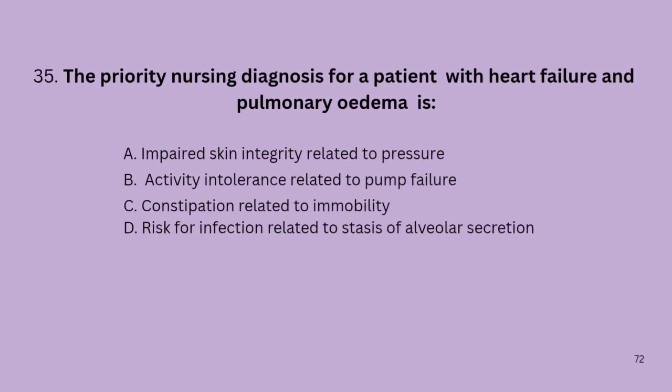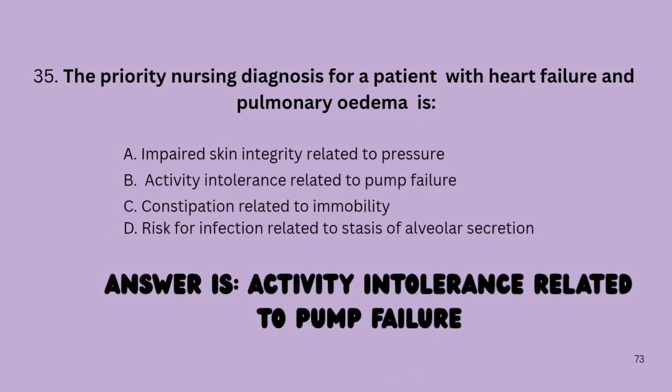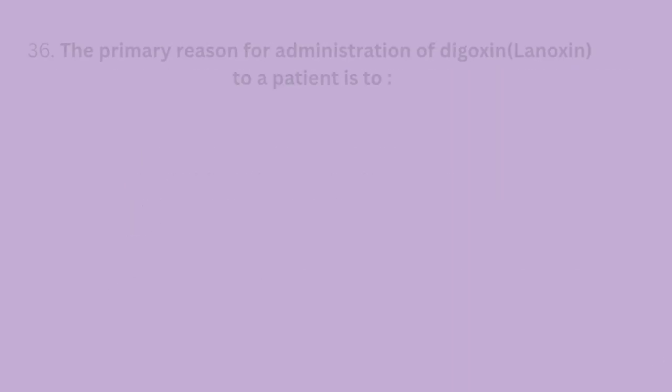Number 35. The priority nursing diagnosis for a patient with heart failure and pulmonary edema is impaired skin integrity related to pressure, activity intolerance related to pump failure, constipation related to immobility, risk for infection related to stasis of alveolar secretions. The correct answer is activity intolerance related to pump failure.